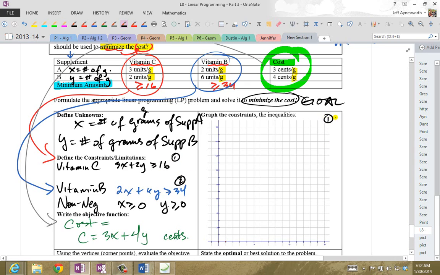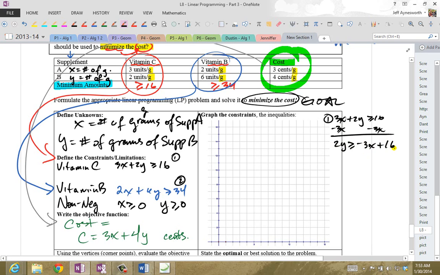I'm going to come over here and we're going to isolate y. We'll do that together here. So let's take 3x plus 2y is greater than or equal to 16. And let's isolate y so we can start graphing the system so we can find our corner points so we can minimize the cost. So let's subtract 3x, and you get 2y is greater than or equal to negative 3x plus 16.